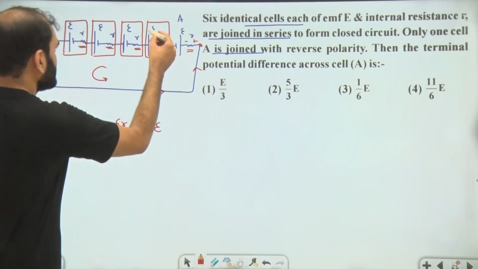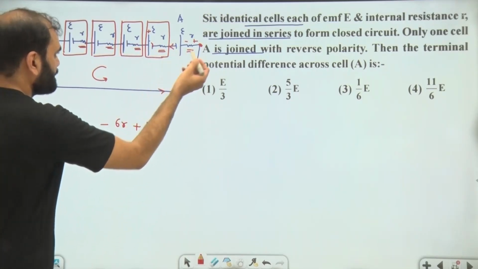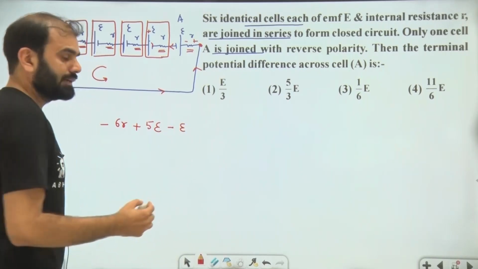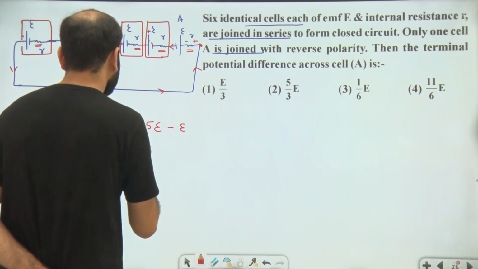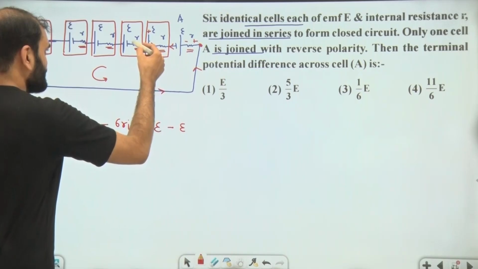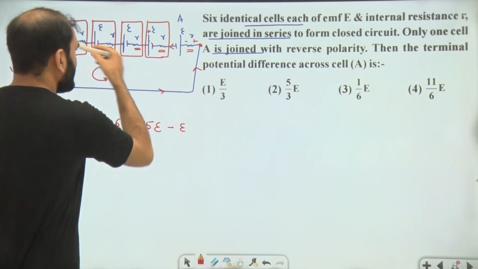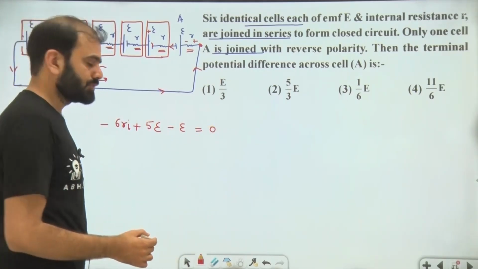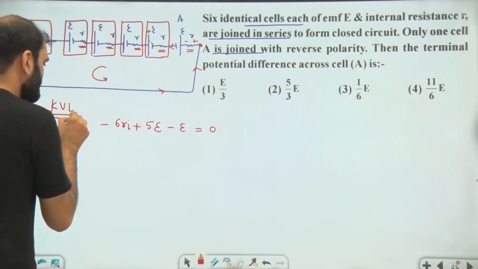You will get a positive sign when moving through them, so the potential difference will be 5E. This battery is in negative polarity, so you write minus E. The potential drop in each resistor is I into R, so you get 6 into I into R, plus 5E and minus E. The total net potential drop is equal to 0, so from KVL I can write this equation directly.